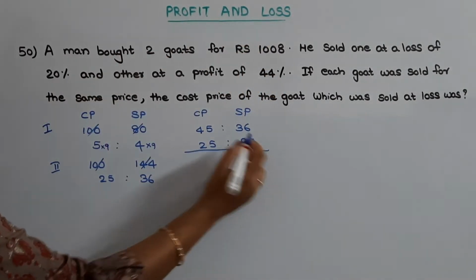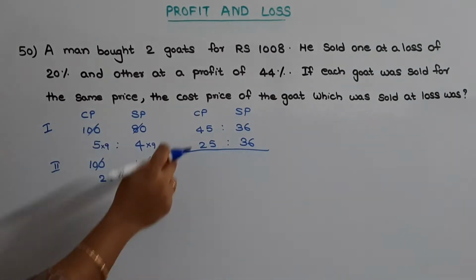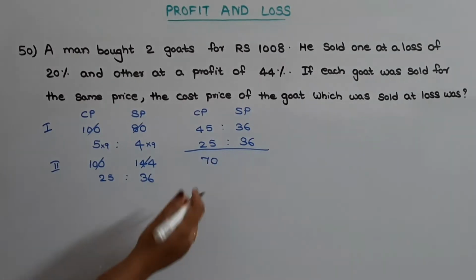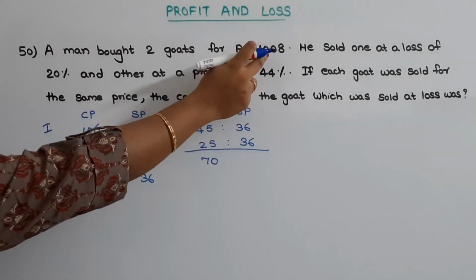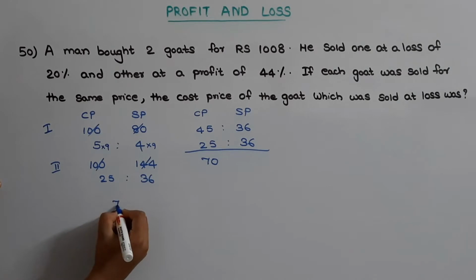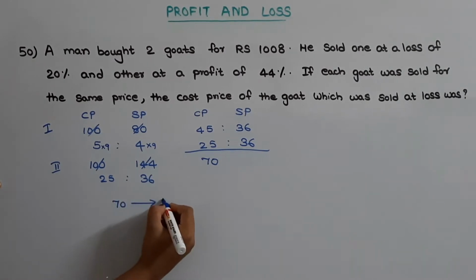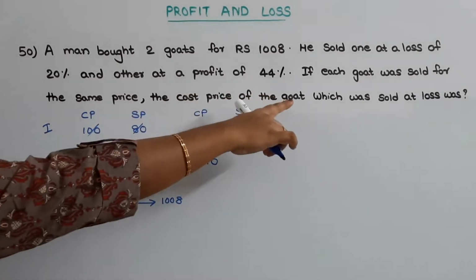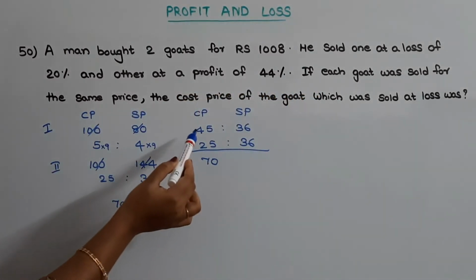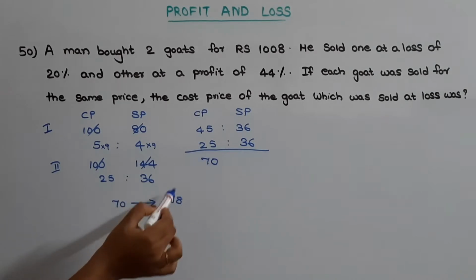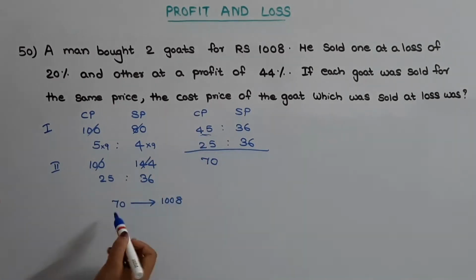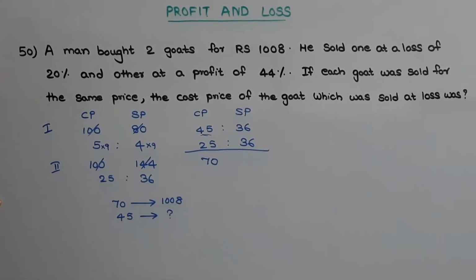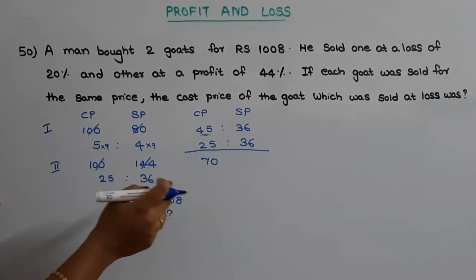In the question, the cost price of the 2 goats is given as 1008. So what will be the sum of the ratios of the cost price? That will be 45 plus 25, that is 70. So this 70 is given in the question as 1008. So we can represent this 70 as 1008. Then we need to find out the cost price of the goat which was sold at loss. So if 70 can be written as 1008, what will be the value for 45? On finding this answer, we will get the cost price of the goat which was sold at loss.